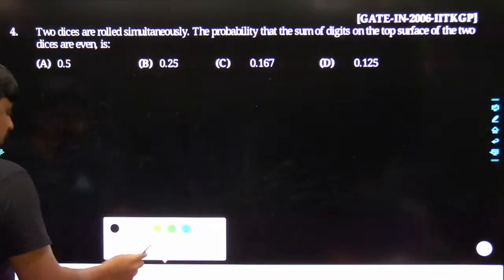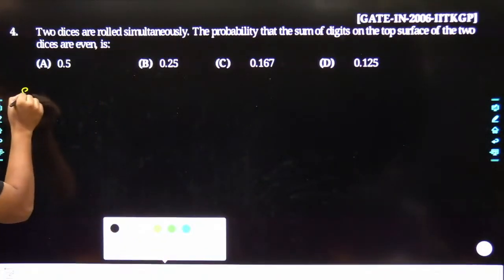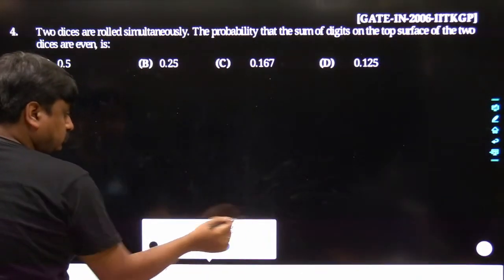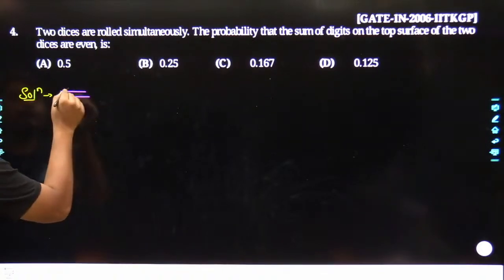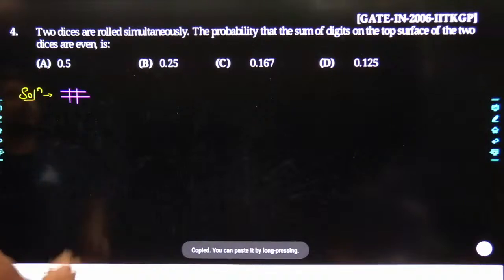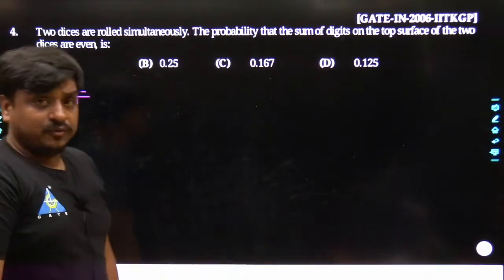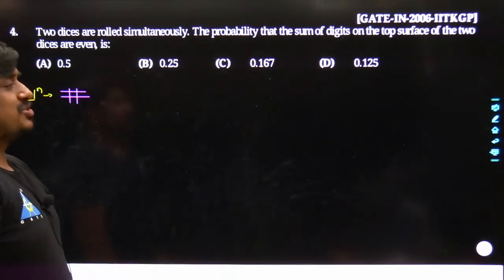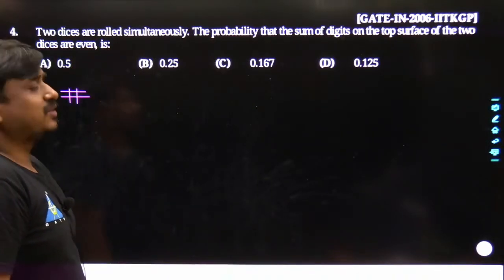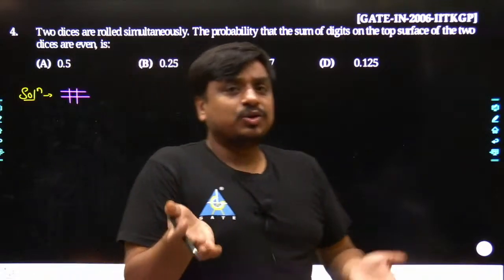Let me focus on the crux behind this problem. Here it starts, solution. Let me read this problem carefully and we'll try to decode all of the information which is given or which has been associated with this problem. Two dice are rolled simultaneously. What does that mean? That means we have two fair dice.